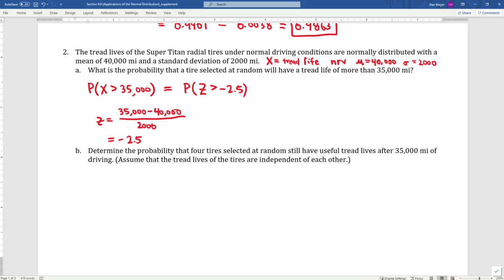So that's a greater than problem. Again, there's two strategies that work here. I'm just going to go ahead and use the symmetry strategy to say that this is going to be the same as the probability that z is less than positive 2.5. Again, the symmetry strategy says flip the inequality and flip the sign of your z-score. And then the probability that corresponds to a z-score of 2.5 in the table is 0.9938. And we can be done there.